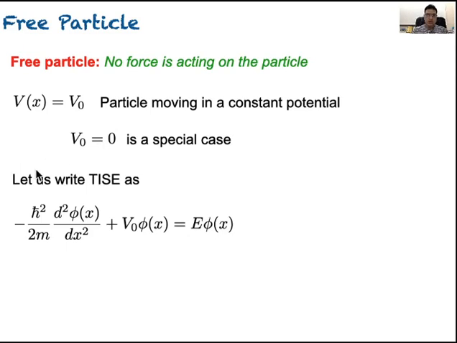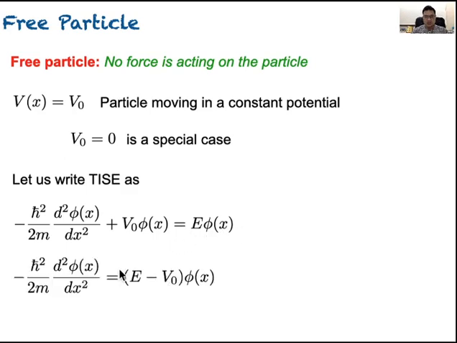So we can write down the time independent Schrodinger equation as follows. What I'm going to do is take this part, V naught φ(x), from left to right. So I get Eφ(x) minus V naught φ(x). I can take out φ(x) because it is common in both terms. So I get (E minus V naught) times φ(x). This is what I have got.